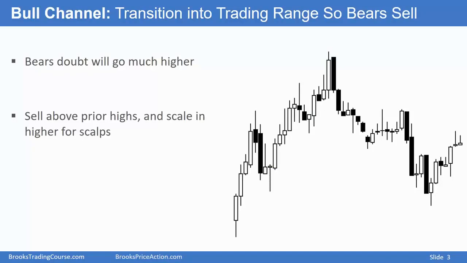Just like the bulls are losing confidence that the trend will go much higher, the bears also doubt that it will go much higher, and they therefore begin to sell above prior highs and scale in higher for scalps. The bear would sell over here, maybe add on here, and then take profits when the market came back to their first entry. And then they get out break even on their first entry and with a profit on their second entry. Again here, they sell here, sell more higher, and then buy back their shorts at the first entry. Break even on their first entry and then a scalp on their second entry.